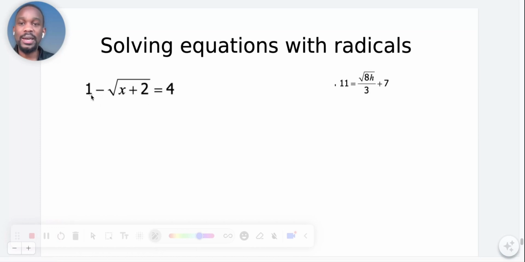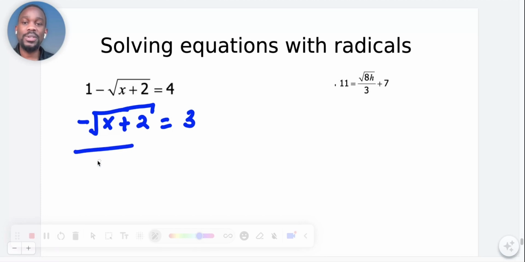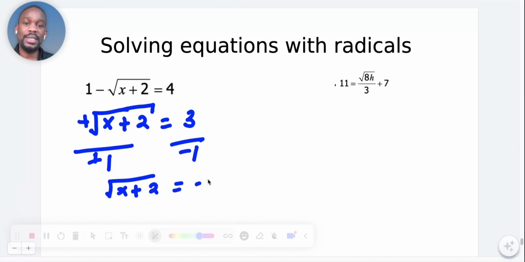So I'll take 1 to the other side of the equation, and I'll be left with minus the root of x plus 2 is equal to 3. At this point, the radical isn't isolated yet. It still has a coefficient of -1. So I'll divide both sides by -1, and this would cancel with this, making it positive. And then I'll have the root of x plus 2 being equal to -3.